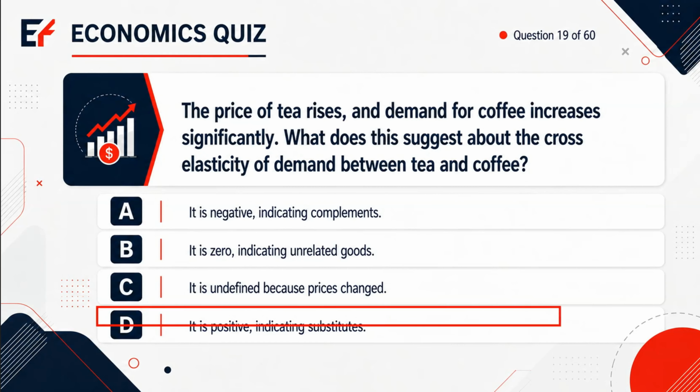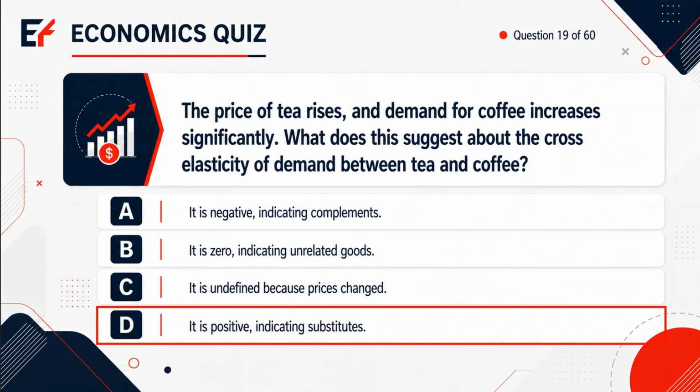Let's follow the relationship between the two goods. When the price of tea rises and people demand more coffee, it means consumers are switching from tea to coffee. Option D is correct because substitutes have positive cross-elasticity of demand. As the price of one good rises, demand for the other good increases. Option A is wrong because complements have negative cross-elasticity. Demand for one falls when the other becomes more expensive.